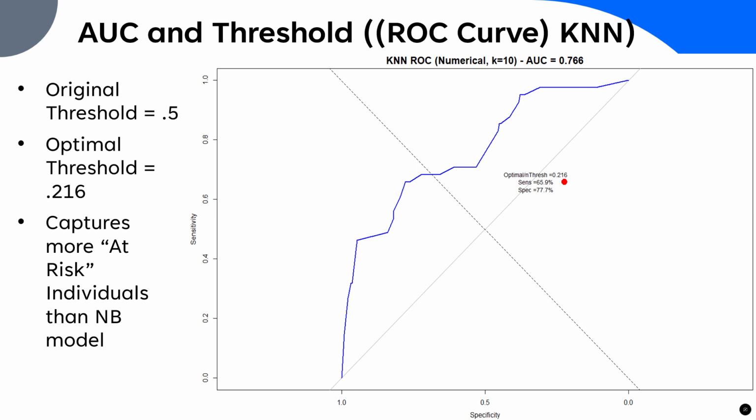So here's the area under the curve and the threshold for the KNN model. The original threshold again was 0.5. The optimal threshold for this model was 0.216. And this allowed us to capture many more at-risk individuals. Originally, this model actually was heavily weighted towards sensitivity.